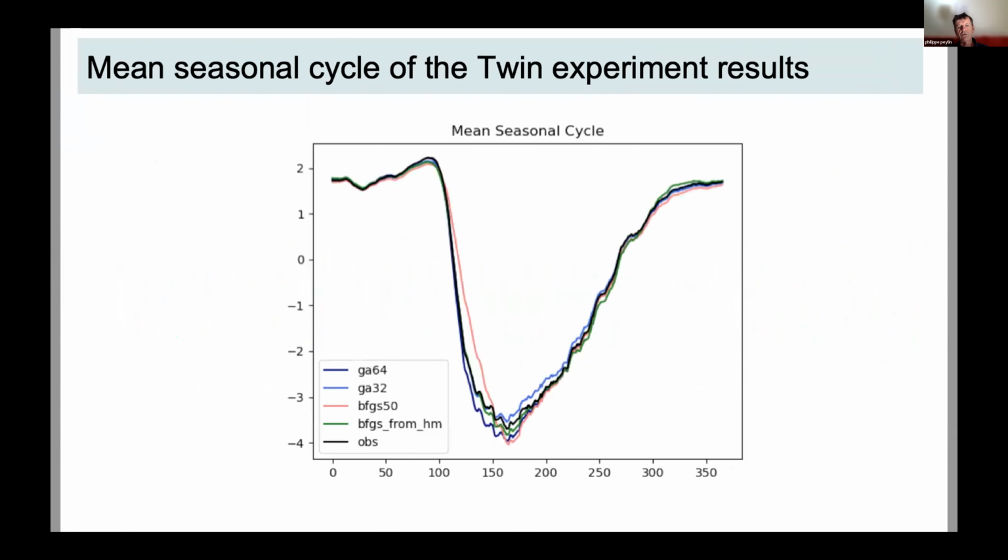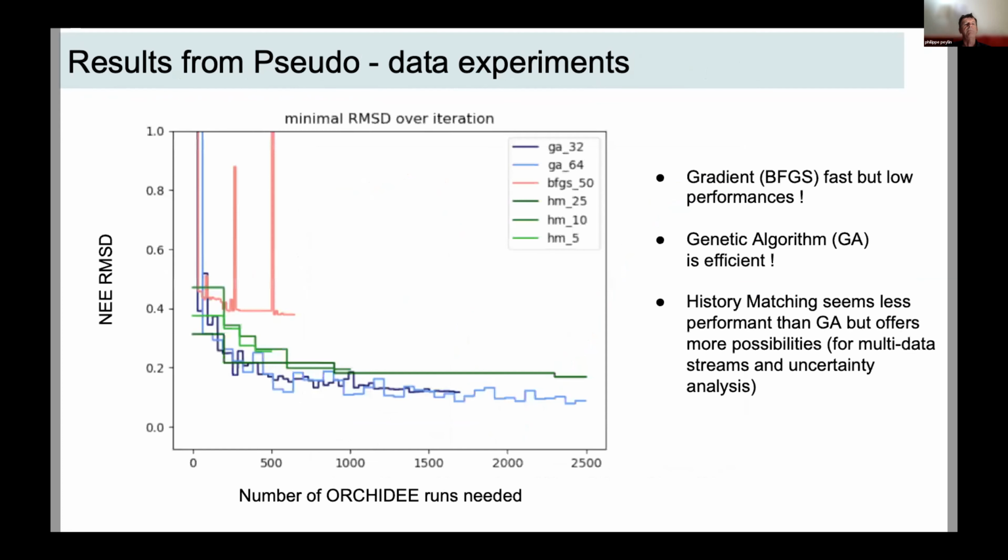If you look at the mean seasonal cycle in twin experiments, we are very close to the true one, but not quite exactly. We can't find the exact set of parameters that we used to create this data.